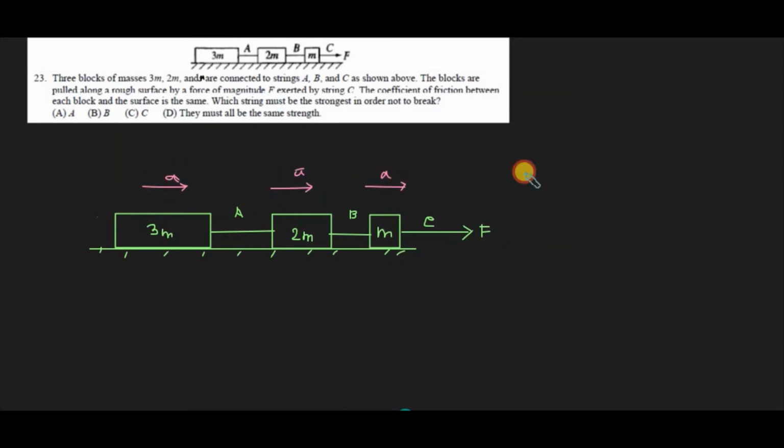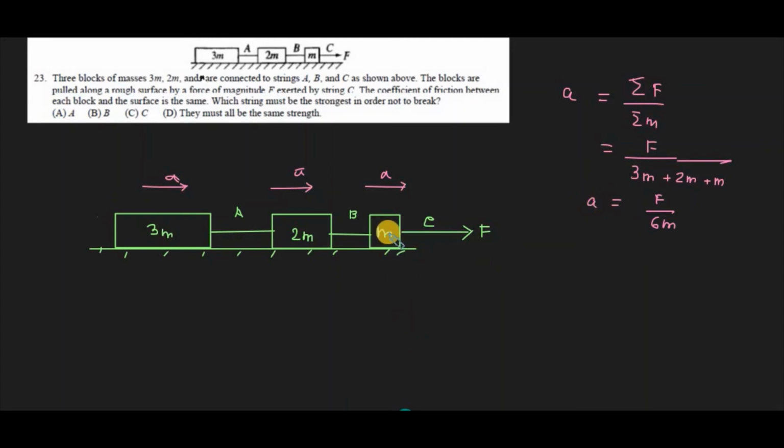Now we can find the acceleration's value by using Newton's second law of motion: the net force exerted on the system upon the total mass of the system. The net force exerted is F, and the total mass is 3m plus 2m plus m, that is 6m. So a equals F upon 6m.